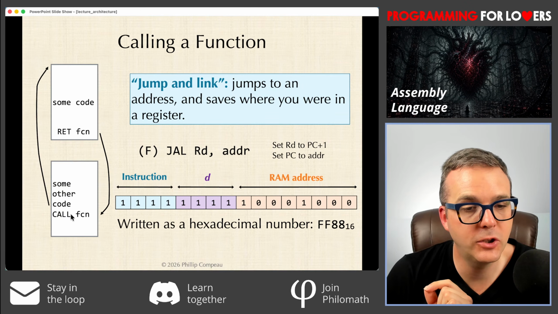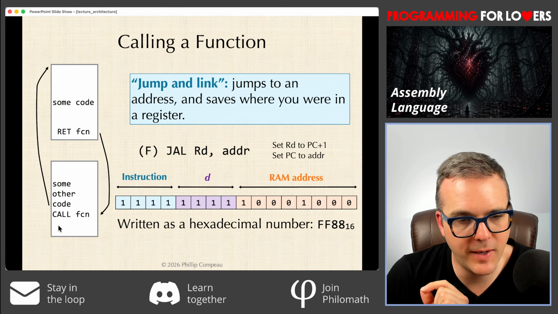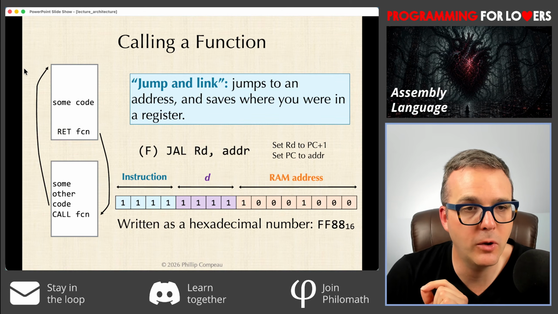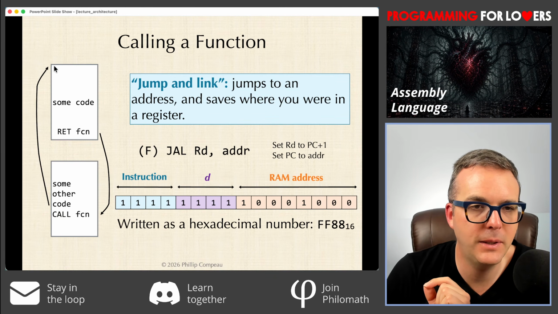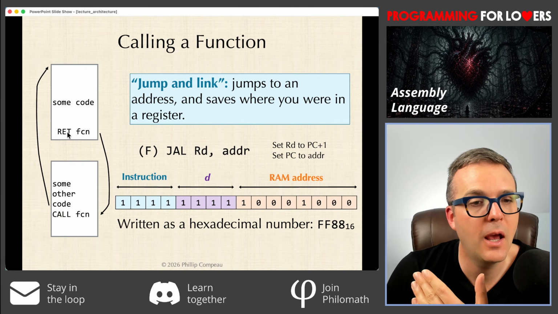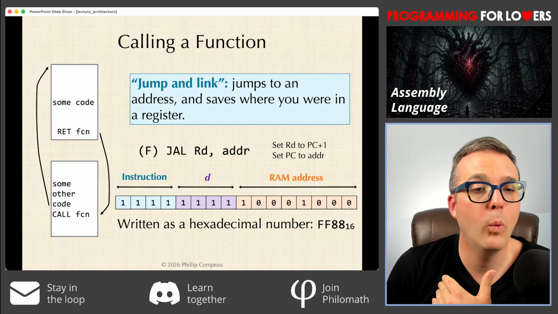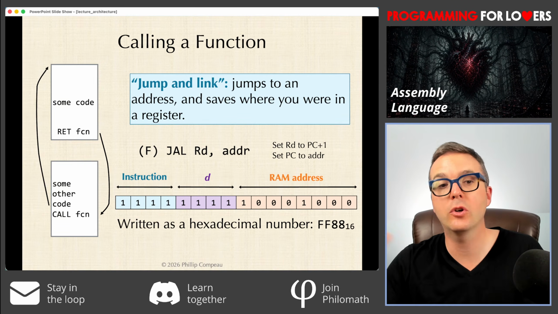I call the function, and now register F is going to remember that it needs to eventually come back to this line of code, which means that in the meantime, I'm going to jump to this piece of code, which we're thinking of as a function. The code is going to execute, and then when that function is finished, now we have a concept of what it means for the function to return.